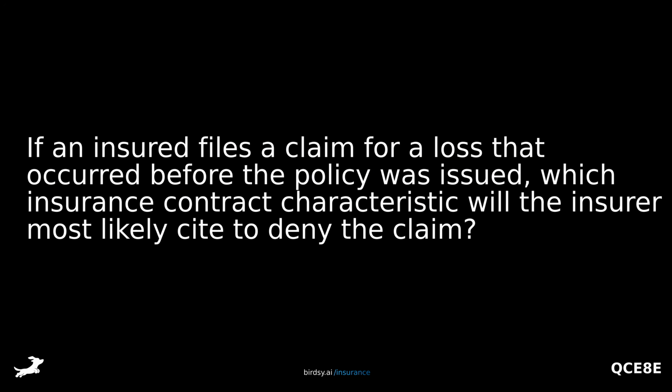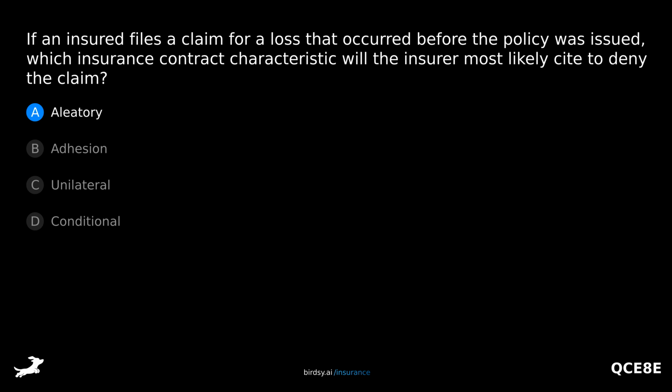If an insured files a claim for a loss that occurred before the policy was issued, which insurance contract characteristic will the insurer most likely cite to deny the claim? Is it A. Aleatory, B. Adhesion, C. Unilateral, or D. Conditional? The correct answer is D.